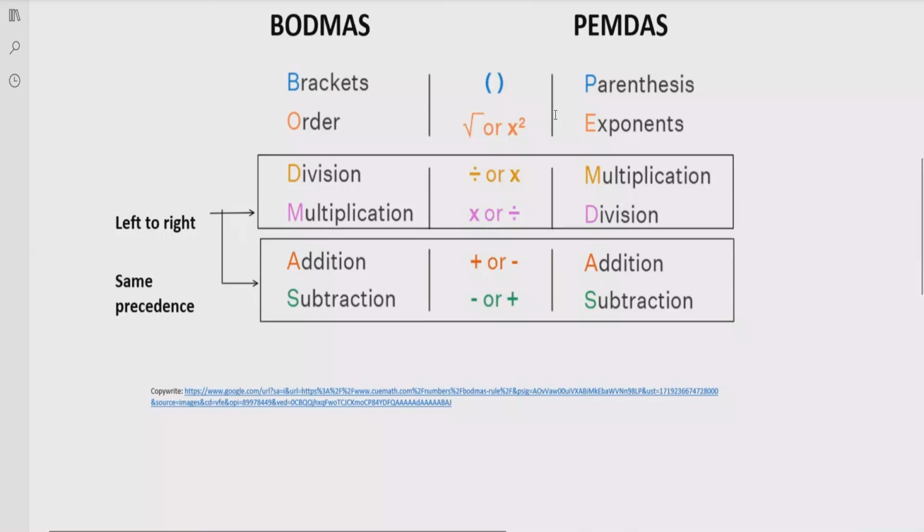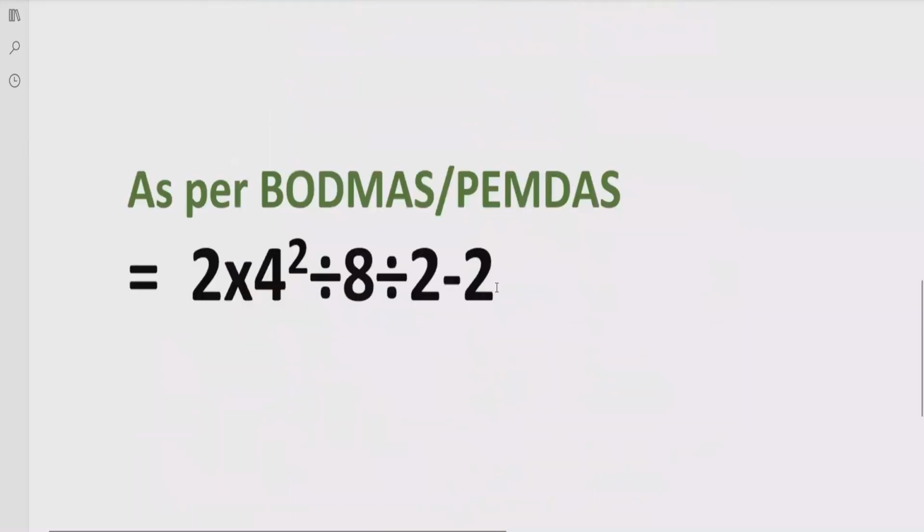Step number 3, you have to solve division and multiplication. Both have similar precedence, so you can solve any of them which is coming first. So you have to go left to right in your expression and find out which is coming first, either division or multiplication. Similarly, for addition and subtraction, we have the same rule. We can solve addition first if it is coming first, and we can solve subtraction first if it is coming first. Now let's move towards solving the given expression.